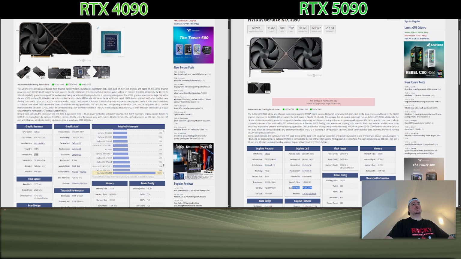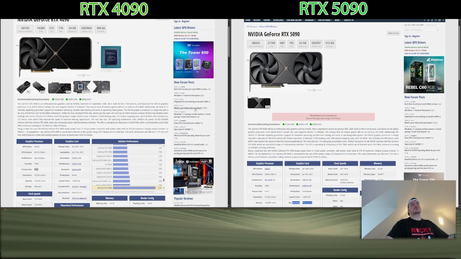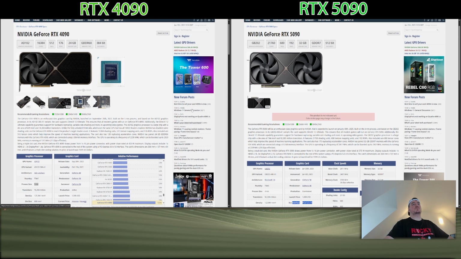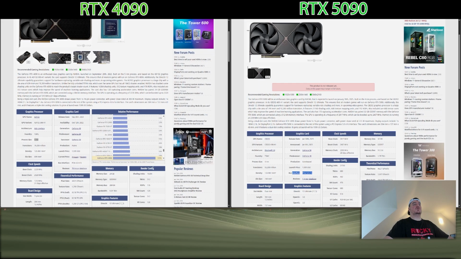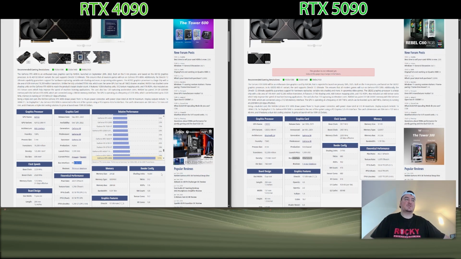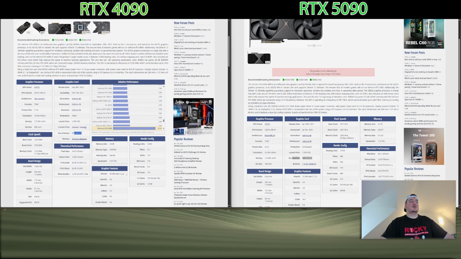PCIe 5.0 has been out there for a while, since the previous generation of CPUs for both Intel and AMD. So finally, we get to enjoy a card with PCIe 5.0. The 4090 has 4.0. PCIe 5.0 is basically double the bandwidth of PCIe 4.0. We've discussed the memory. In terms of speeds, basically the GeForce 5090's memory is a lot better and faster than the 4090.